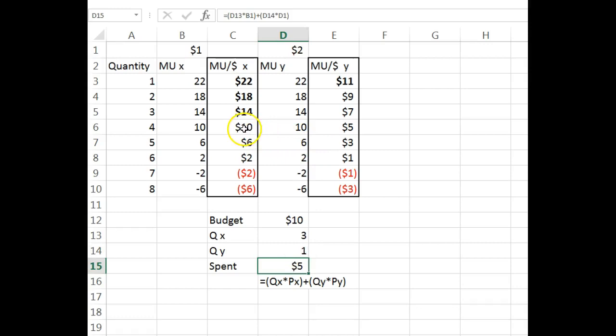After such, between 10 and 9, 10, so we'd add another X. Well, the next highest marginal utility is this Y at 9. And then so on, between 6 and 7, 7 is the next highest marginal utility per dollar spent. That provides us 3. So now we can see that we spent $10 out of our $10 budget by purchasing 4 of X and 3 of Y.